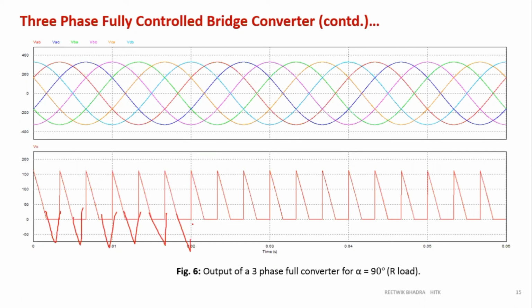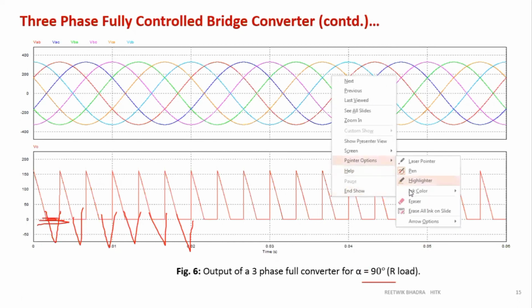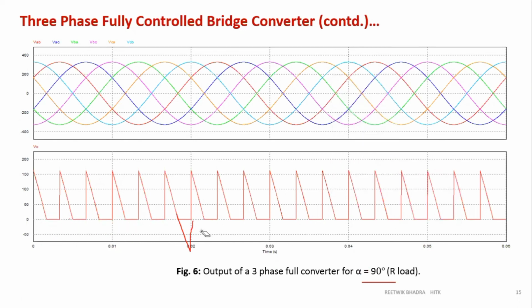The output voltage would have been negative here, but since we are doing alpha equal to 90 degree for R load, this negative part of the voltage will be 0. So I have to rub off this negative part. So see, 0, 0, 0, 0, 0. All these are becoming 0. So as you go beyond 60 degree, it will be of discontinuous nature. I have shown you for 90. Now as you go on increasing your alpha.